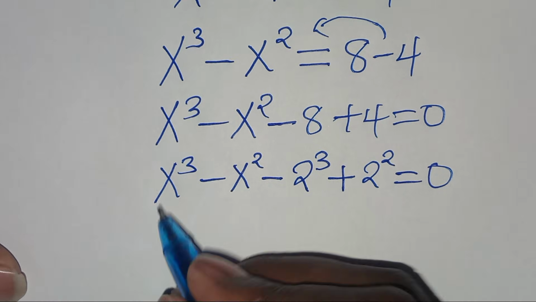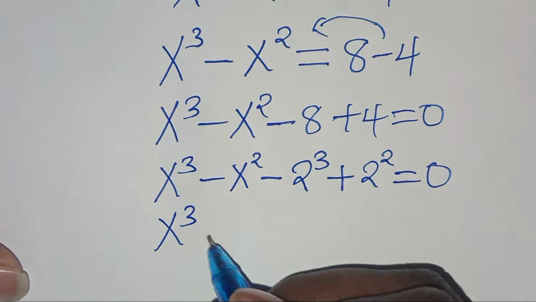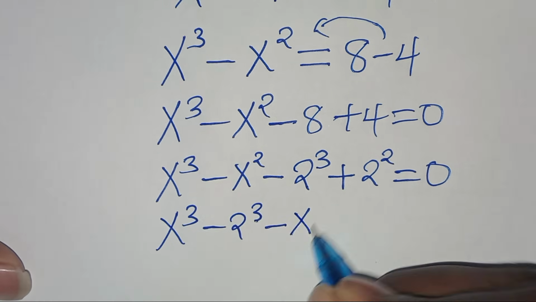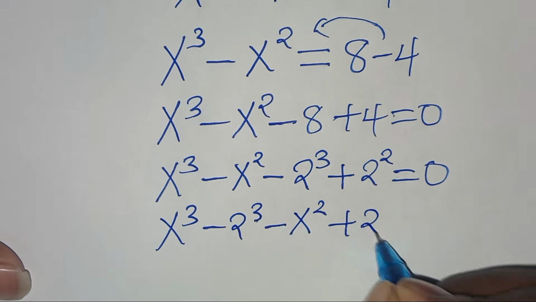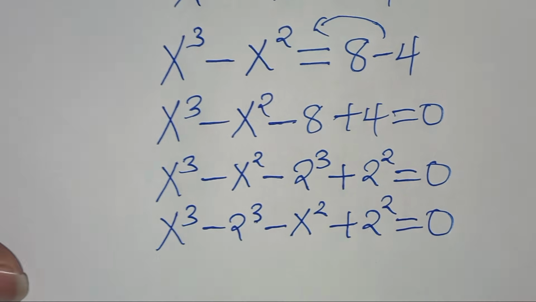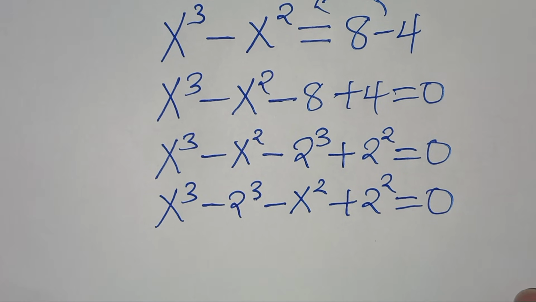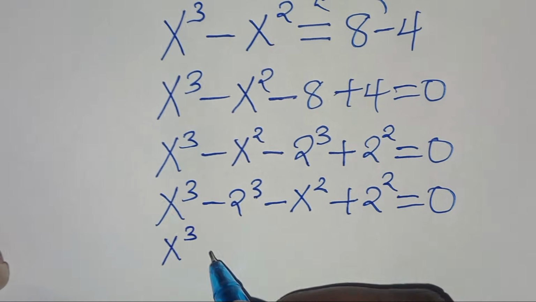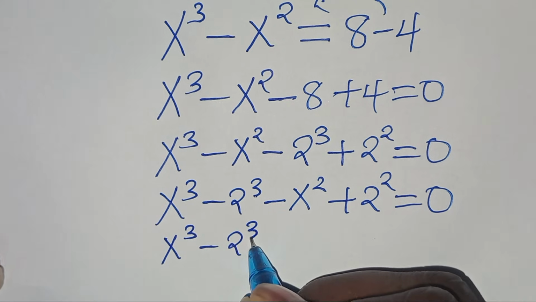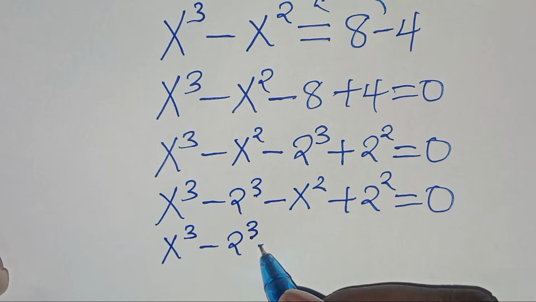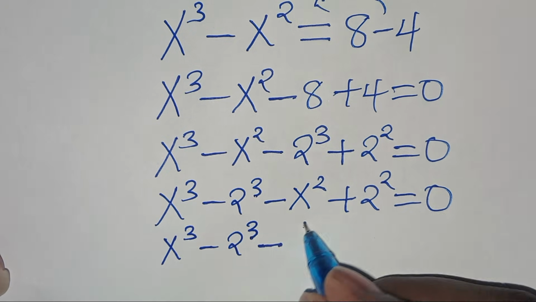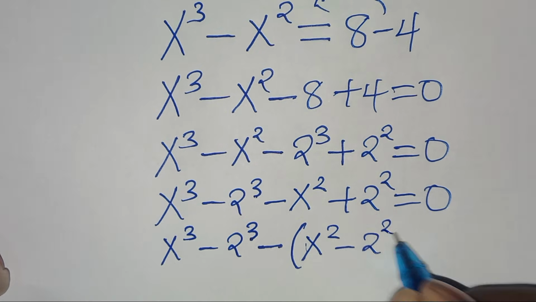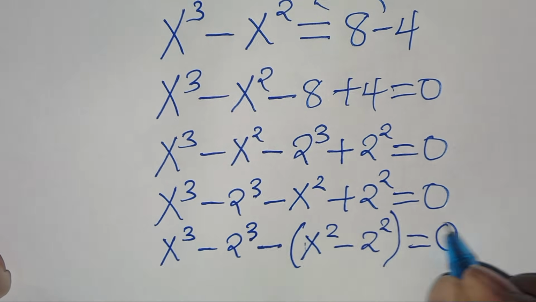So in other words, we have x to the power of 3 minus 2 to the power of 3, then subtract x to the power of 2 plus 2 to the power of 2. This is equal to 0. Now, this is x to the power of 3 minus 2 to the power of 3. Then we have subtract. We can express this as x to the power of 2 minus 2 to the power of 2. This is equal to 0.